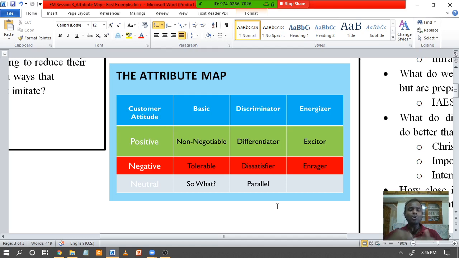So the more you listen to the customer, the more you try to do an attribute map of your customer, the better the product you will make. So that is exactly what this is about. That's why I took two examples and tried to explain to you. Any questions?